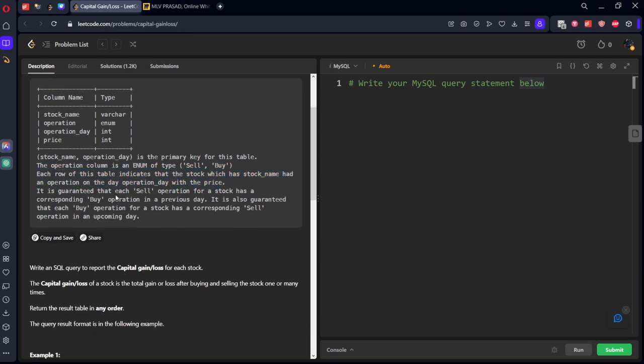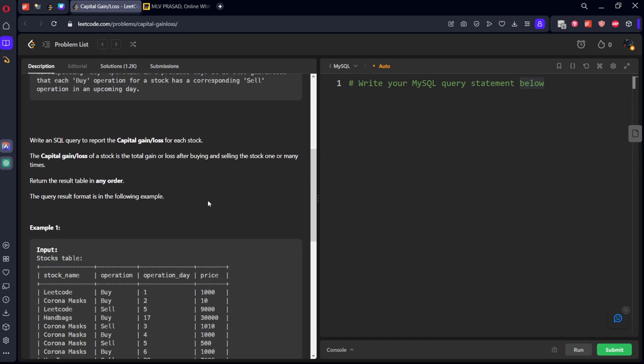It is guaranteed that each sell operation for a stock has a corresponding buy operation on a previous day. It is also guaranteed that after a buy there will be a sell. Okay, no issue. Write an SQL query to report the capital gain or loss for each stock. The capital gain or loss of each stock is the gain or loss after buying and selling the stock. So we need to take the summation after selling and buying.